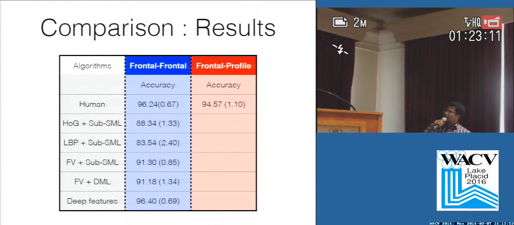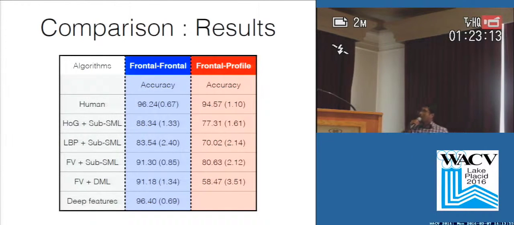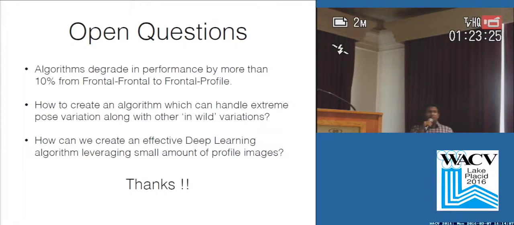Now going to the handcrafted features, we see the accuracy of most of them degrades by more than 10%. And the deep feature also degrades by more than 10%. So to conclude, most of the algorithms that we evaluated see their performance fall by more than 10% on this dataset. So the question that the dataset raises is how can we create an algorithm that can handle pose variation along with other in-the-wild variation.